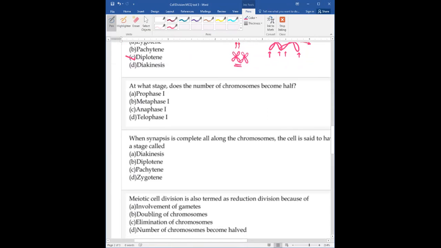Okay, sure. Guys, next one, the question is for Tanishka. Tanishka, at what stage does the chromosome number become half? Very, very simple and straightforward. Yes, very nice. It is going to be anaphase 1.